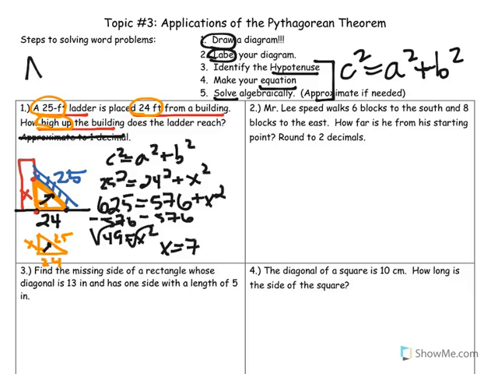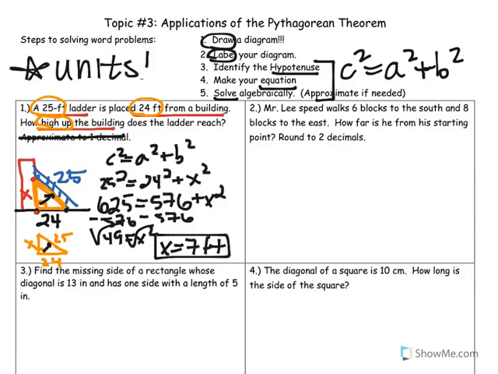And don't forget your units. So this was feet. This is 7 feet. So the ladder reaches 7 feet high. Okay? Let's look at number 2. It says Mr. Lee speed walks 6 blocks to the south and 8 blocks to the east. How far is he from his starting point?